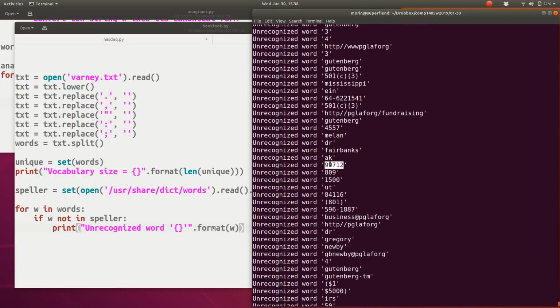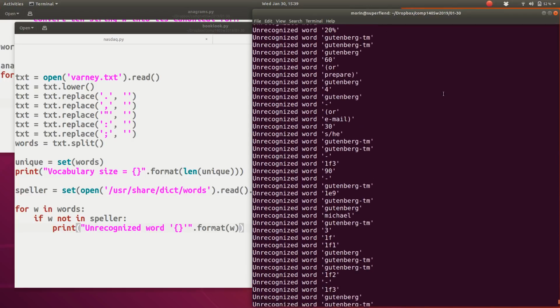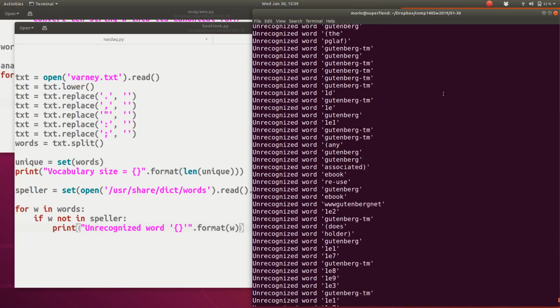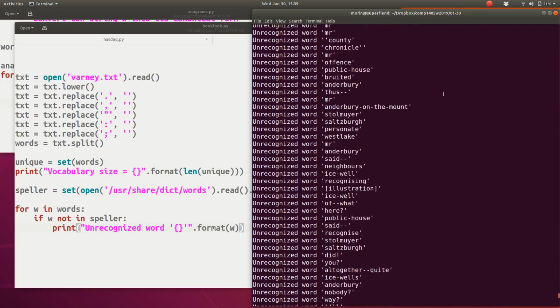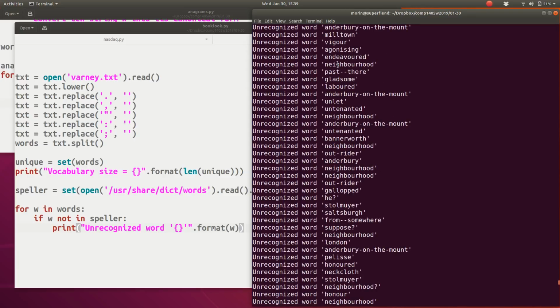Some numbers in there. Fairbanks, Malin, Gutenberg. So this is all stuff from the end text, I'm guessing. And we got tons of stuff before that if we dig back into the book. So endeavored didn't happen to make it into our dictionary, though a better spell checker would have realized that it's just changing the tense of the verb endeavor, which I'm sure is in there. Neighborhood. Why is neighborhood not there?